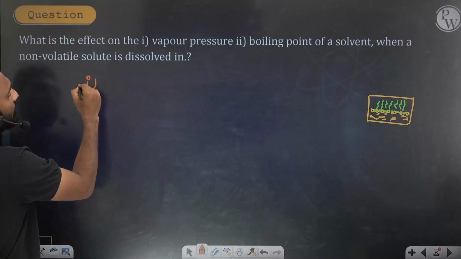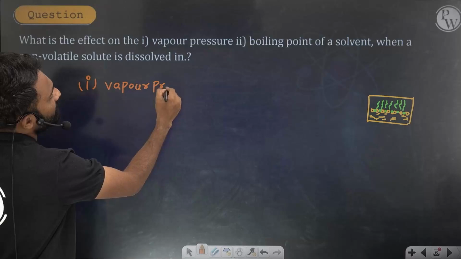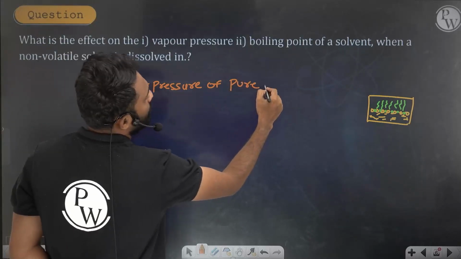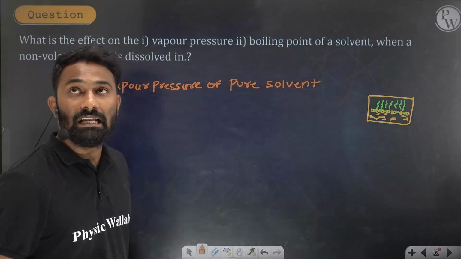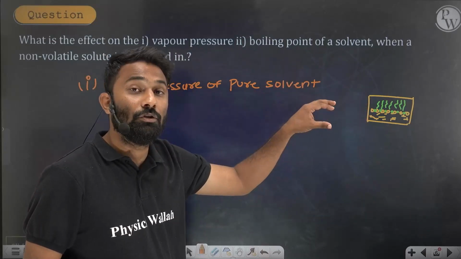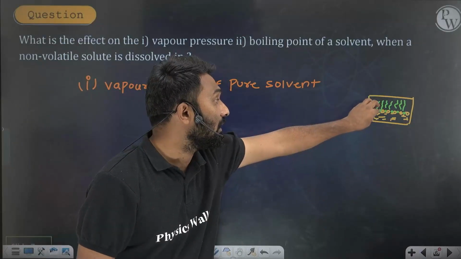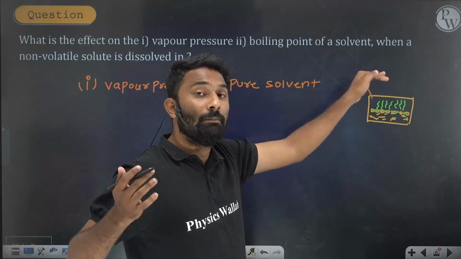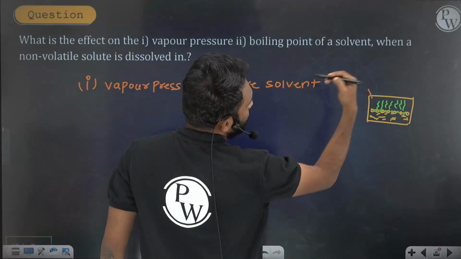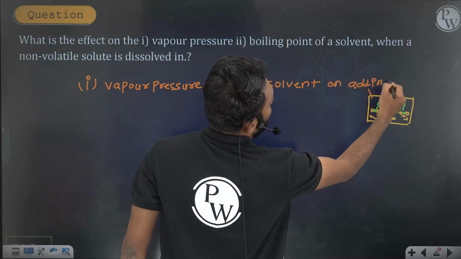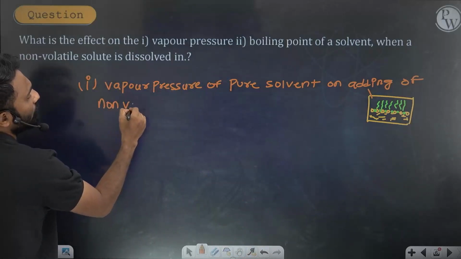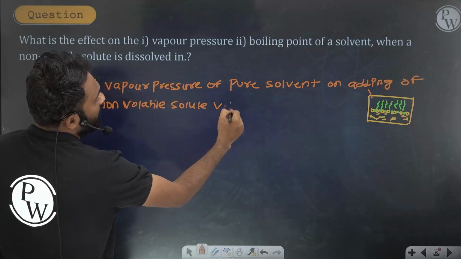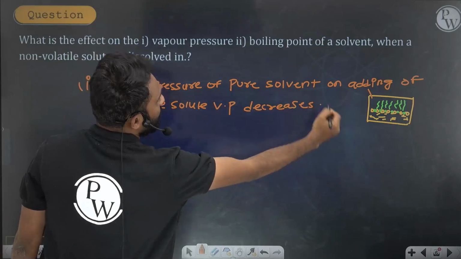solute? Now first one, vapor pressure of pure solvent. What happens to the vapor pressure of the pure solvent when you add the non-volatile solute? Does it increase or decrease? Now the non-volatile solute will be occupied on the surface, that is why the vapor pressure will be decreased. Vapor pressure of the pure solvent on adding of non-volatile solute, vapor pressure decreases. Clear?